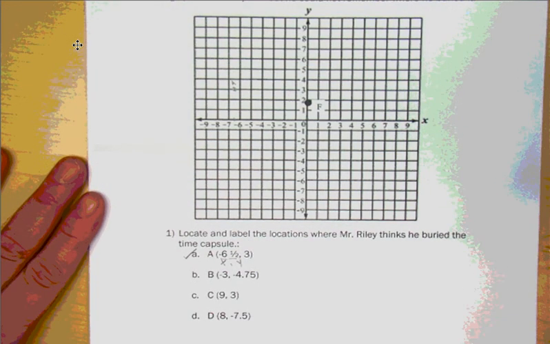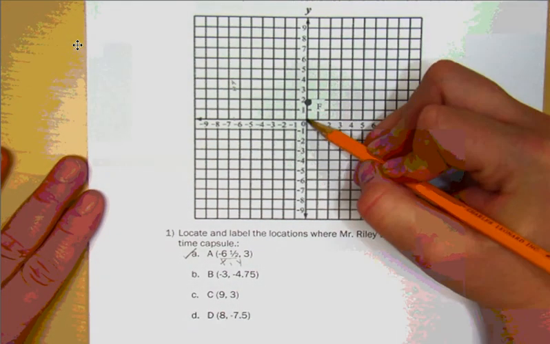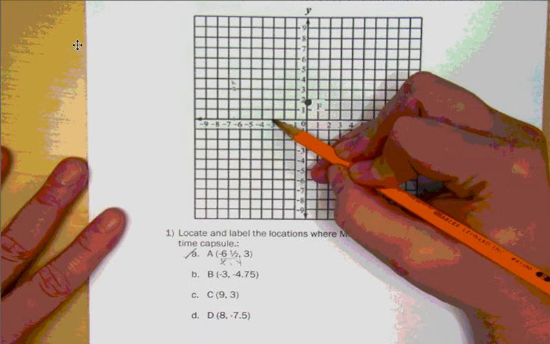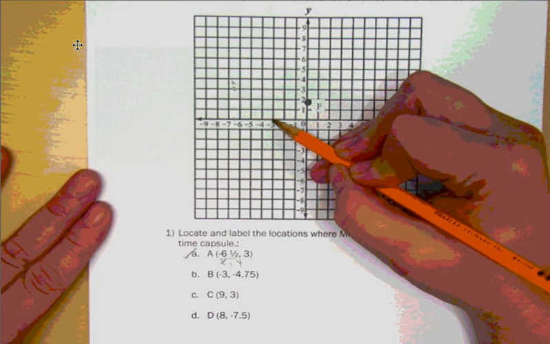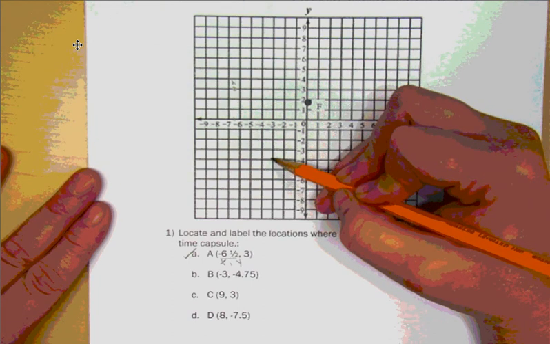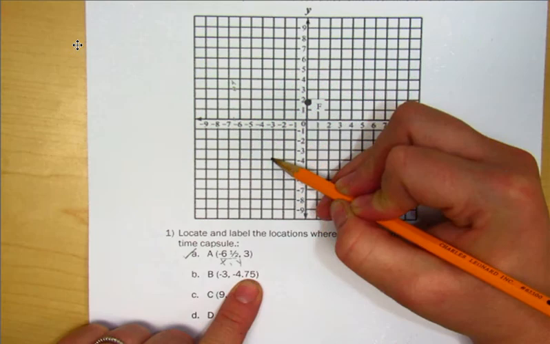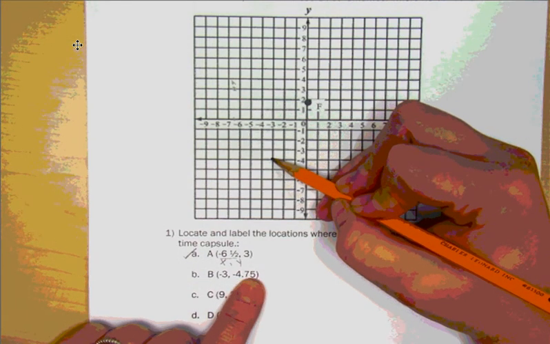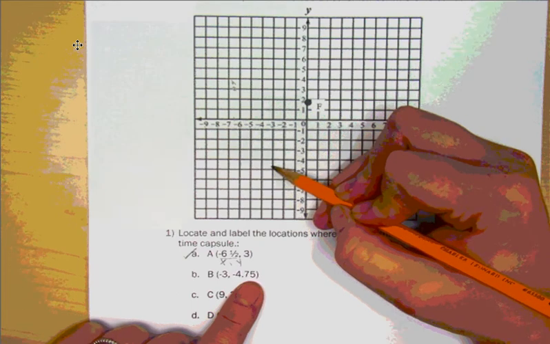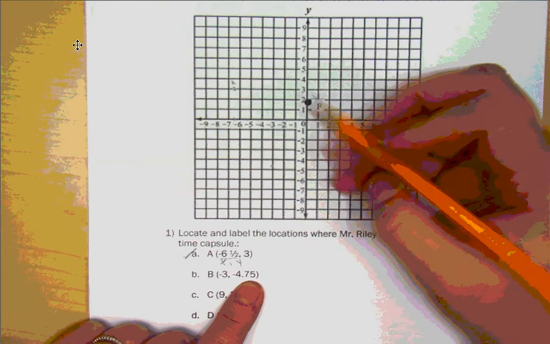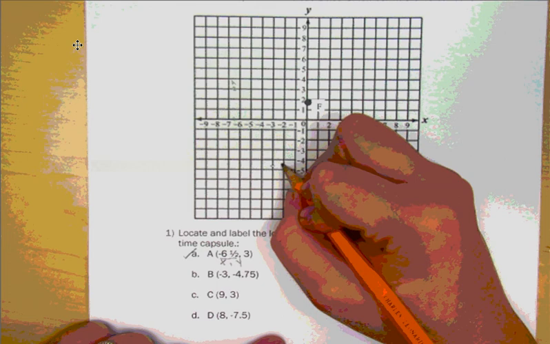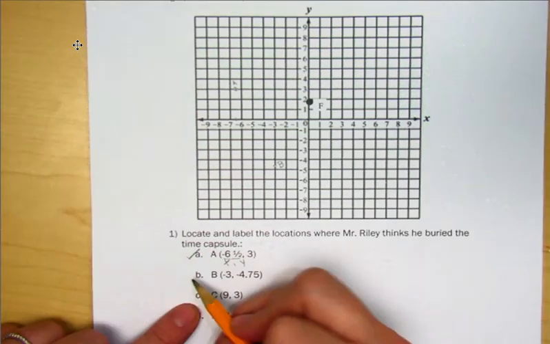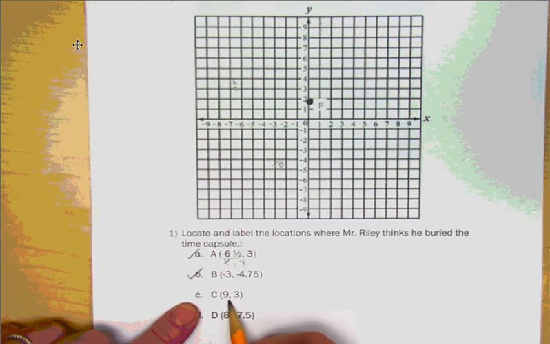Letter B, again, I'm going to start at the origin, and it says -3, 1, 2, 3, and then -4 and 75 hundredths. So 1, 2, 3, 4, and I know that 75 hundredths is going to be closer to 5 than it is to 4. It's actually going to be closer to 5 than it is 4.5. So I'm going to make it about 3/4 of the way, as accurately as you can, and I'm going to label that B.